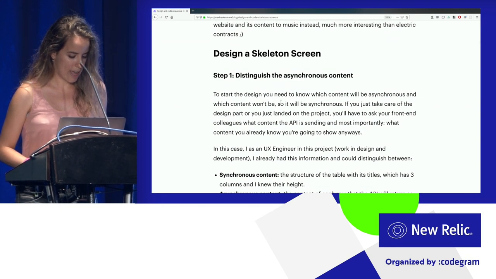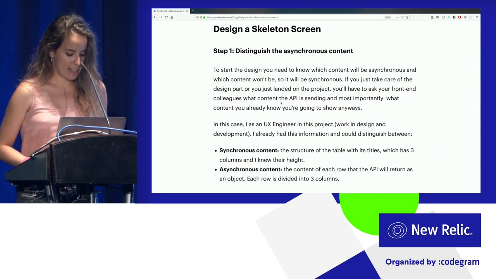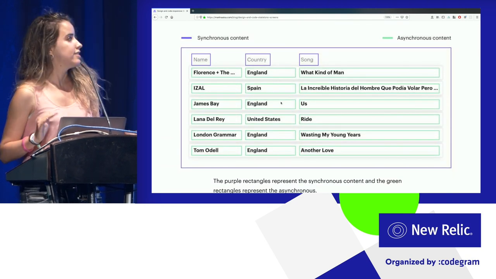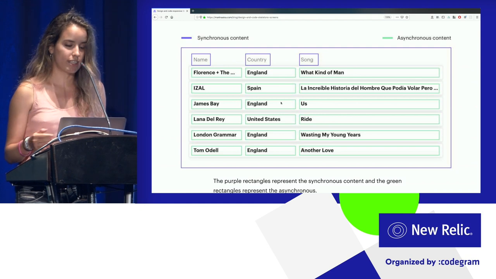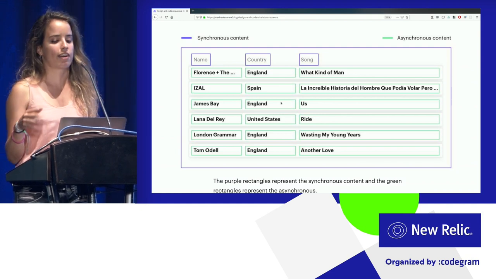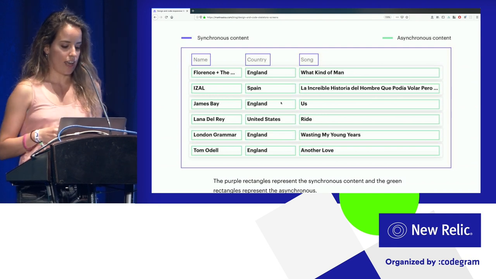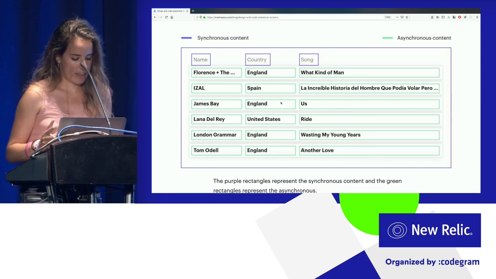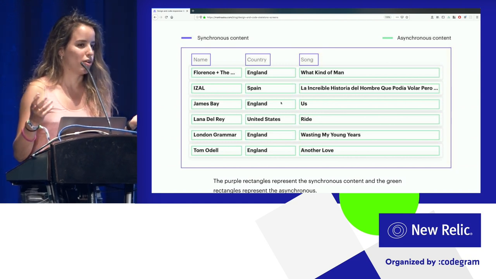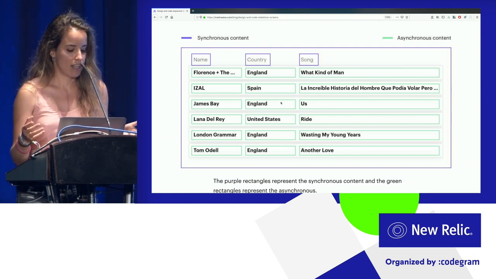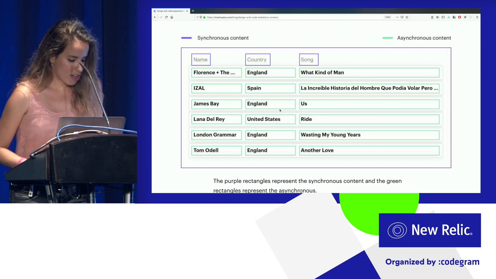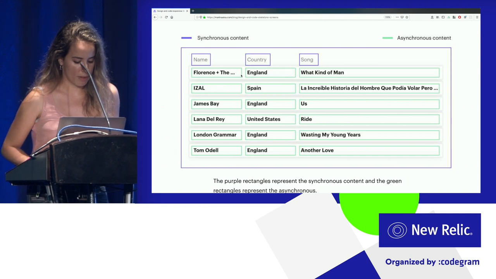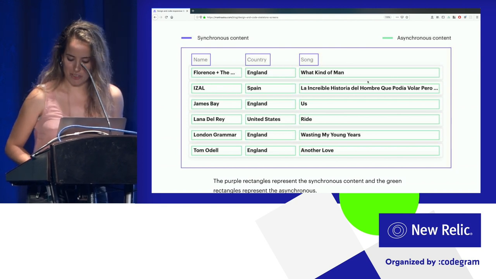So the first step is checking which content is synchronous and which is asynchronous, because this is very important. In this example, we have a data table, which is actually a very difficult example of creating a skeleton screen, because you have all these divs that you have to manage somehow to animate. That's why I took the most difficult example, to show you that it's not difficult at all. So imagine this is all my favorite songs. I have them in a data table. And well, this Spanish song is quite long, actually.